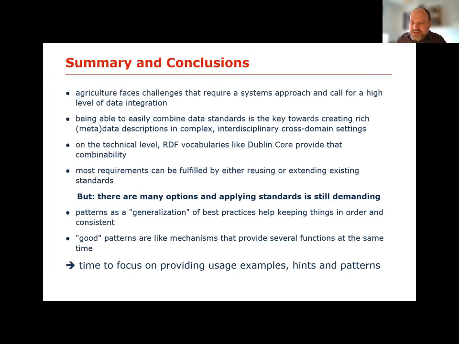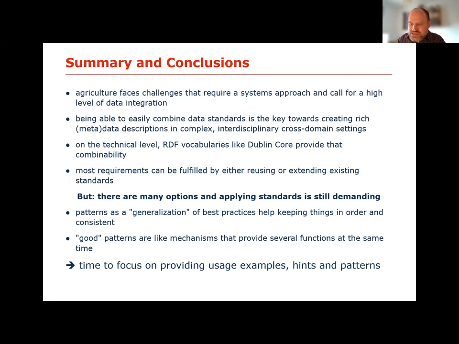So, that's finally all that I wanted to present to you for today. There would be a lot more design patterns that we actually used in modeling the datasets, but I'll leave it at that at the moment. I think the key part here is really that we need easy ways to combine data standards. If we're dealing with a complex interdisciplinary cross-domain setting, RDF can provide that. And you can do most of the things, in my observation at least, by using existing things or extending. There is actually no need to pull out new standards, because most of it can be built up on existing RDF vocabularies.